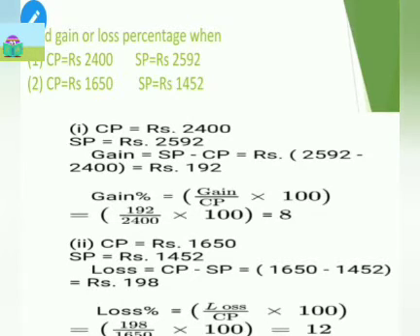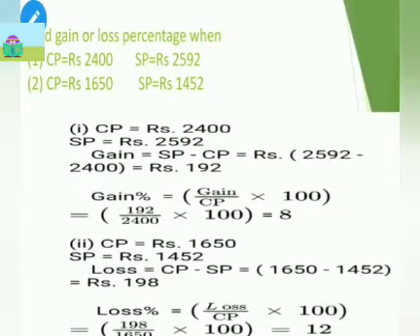So first of all, we'll calculate the gain. Gain is equal to SP minus CP. So you'll do 2592 minus 2400, and you will get the gain, that is 192. Now for calculation of the gain percentage, as you know the formula, gain percent is equal to gain multiplied by 100 upon CP. So gain is 192, and upon CP you will write 2400, multiplied by 100. When you solve it, you will get 8%. So the gain percent is how much? 8%.